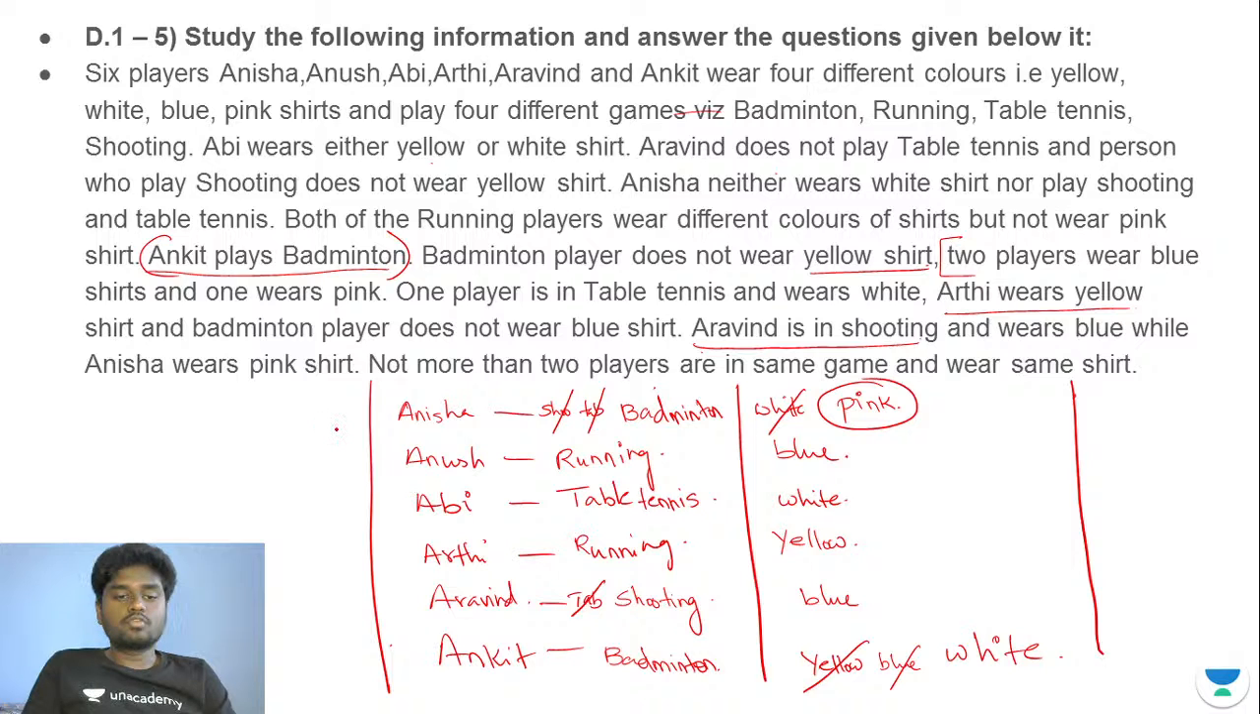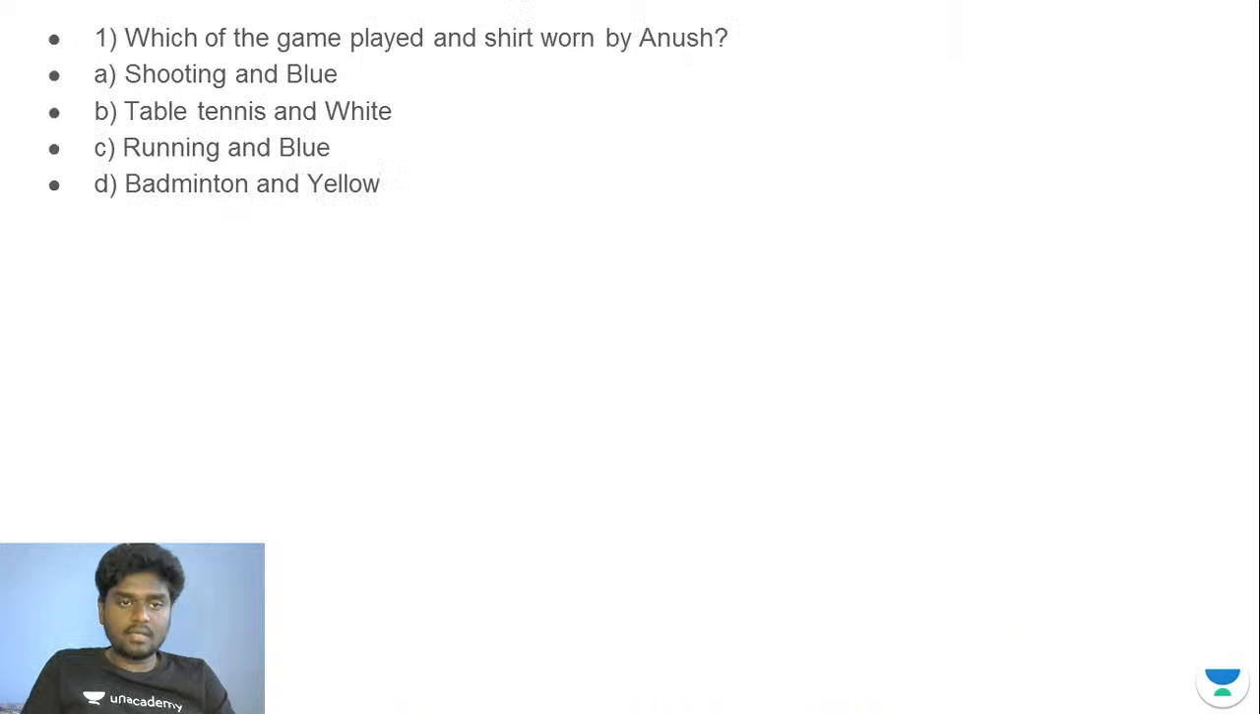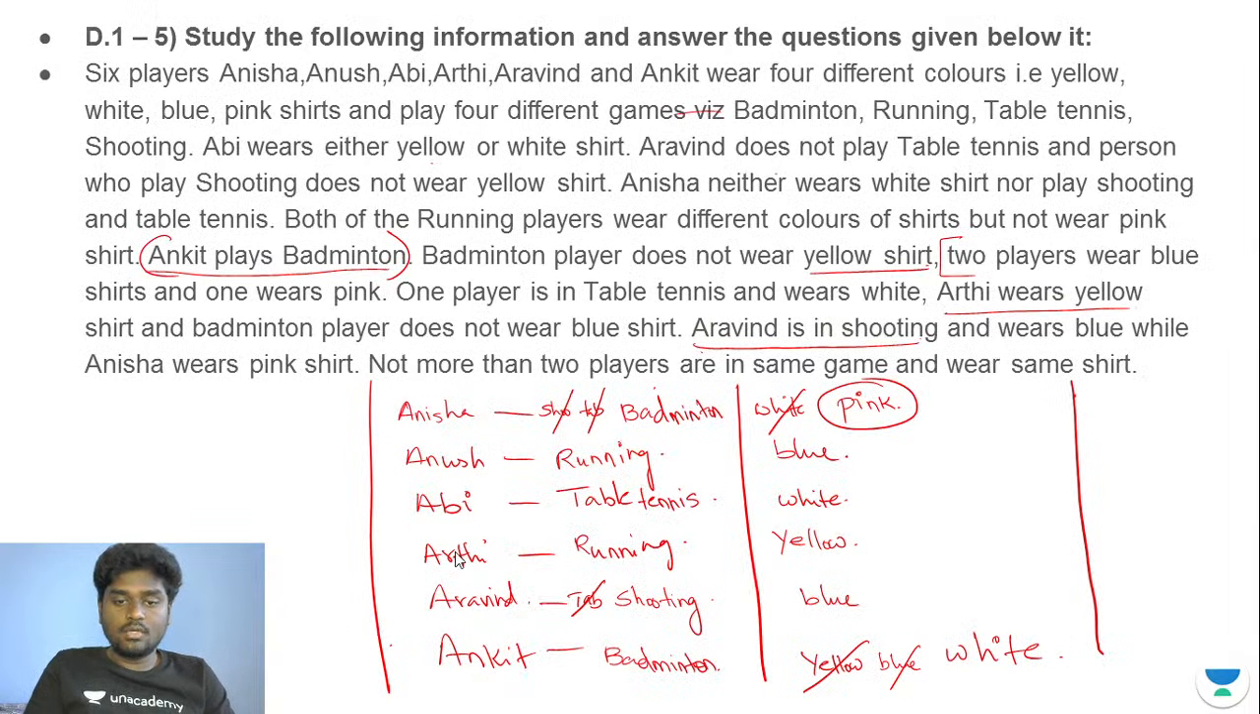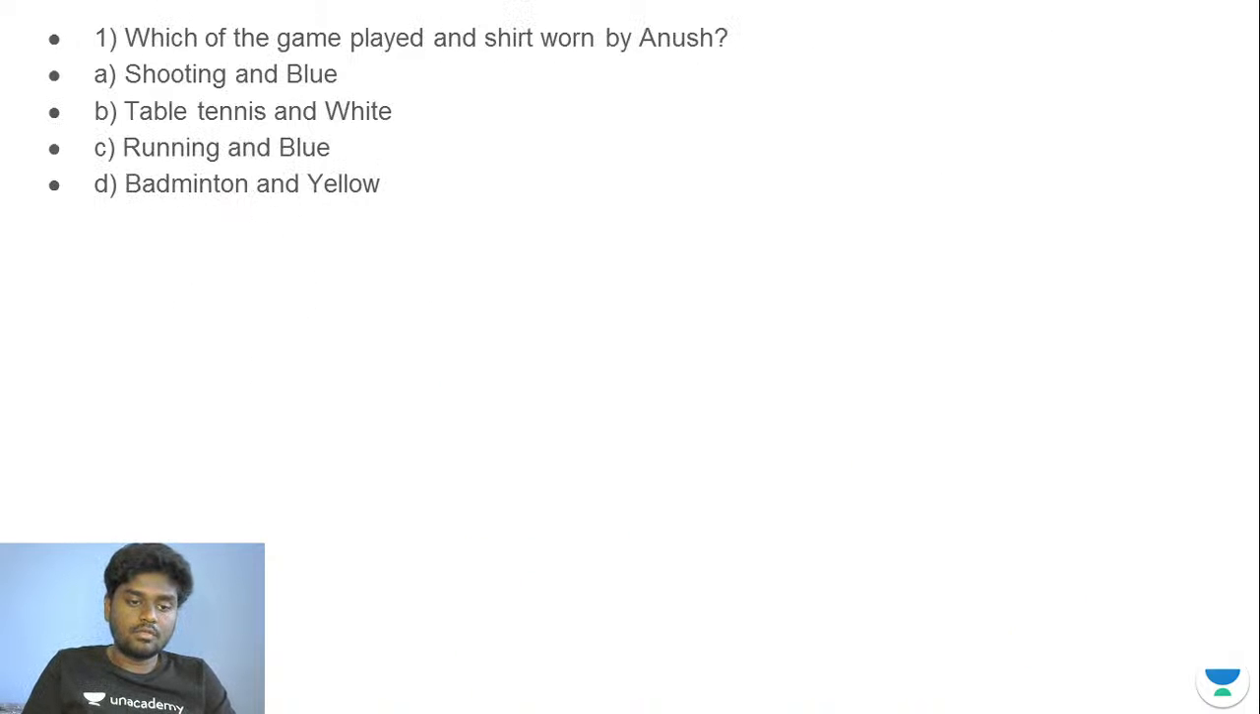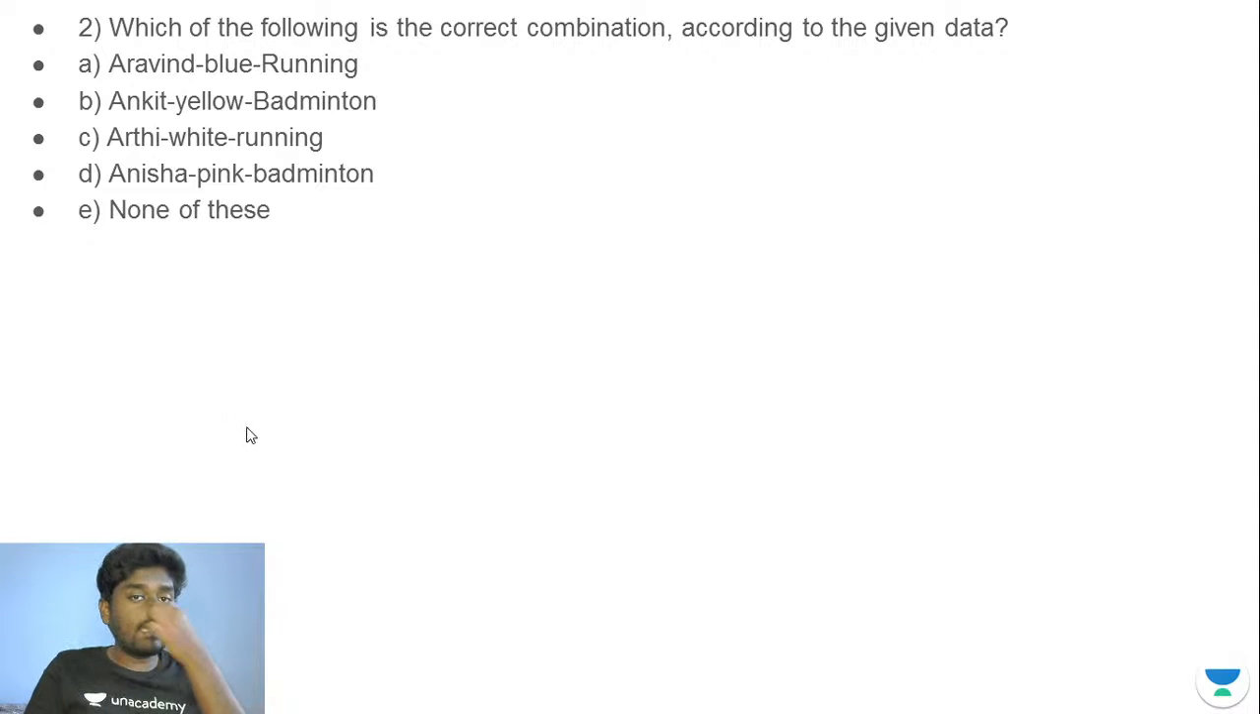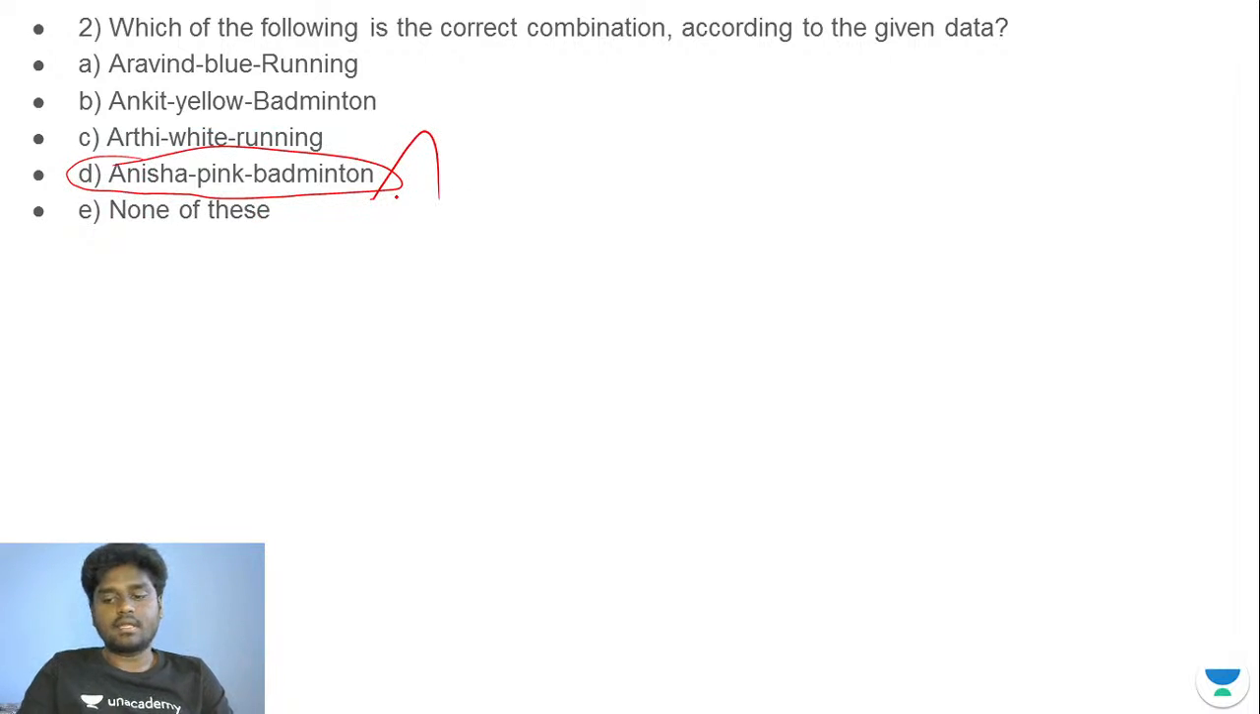So with this, we'll try to enter the question part. Which of the game played and shirt worn by Anush? It's going to be option C. So Anush has played running and he wears blue shirt. So option C is the right answer for the very first one. Second one, which of the following is the correct combination according to the given data? I think it's going to be option D, that is Anisha wearing pink and playing badminton. Option D is going to be the right answer.